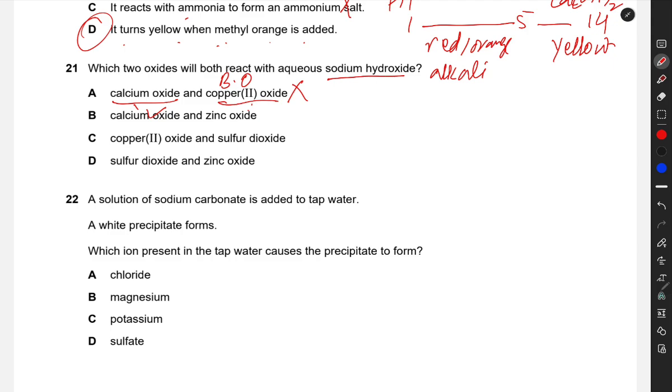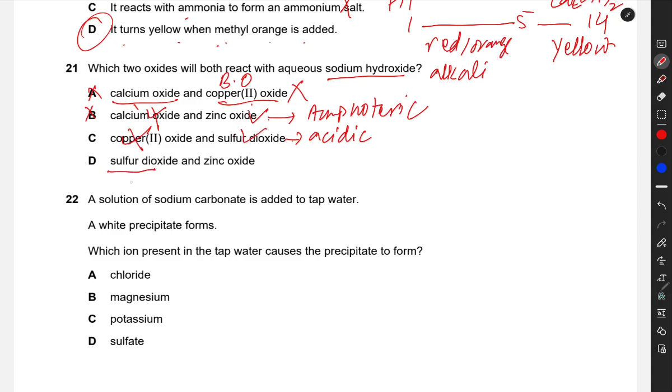Calcium oxide cannot react, zinc oxide can react, because zinc oxide is amphoteric. An amphoteric oxide reacts with both alkali and acid, so it is also an incorrect option. Copper(II) oxide is a basic oxide, and sulfur dioxide is an acidic oxide, so it can react, but copper(II) oxide cannot react.